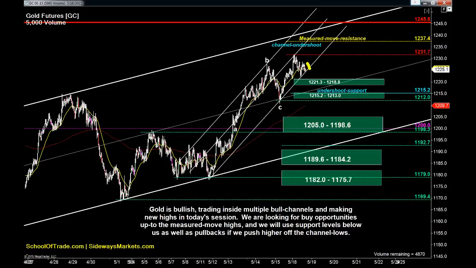So again, looking for price to come down, tag that 15.2 area. We get a trigger zone at 15.2. We get an undershoot support at 15.2. And then, of course, we have a swing level here at 12 even. So this whole area right here really becomes a really nice area of support. Multiple areas lining up on top of each other.